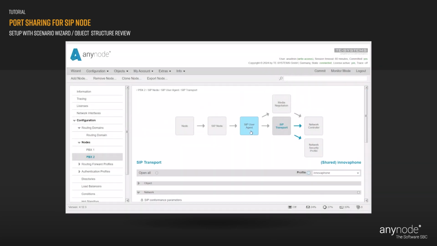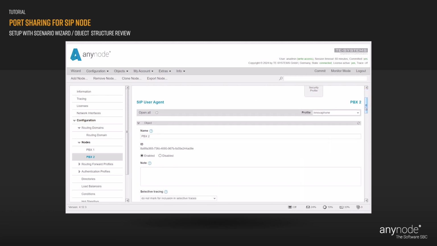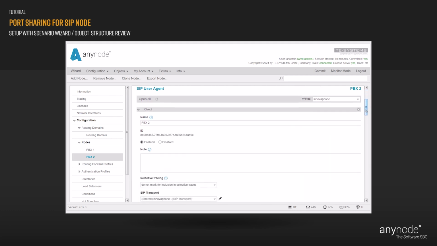Switch to the SIP User Agent object and open the Object tab. Here, you can see that the assistant has automatically assigned the shared SIP transport to both nodes.